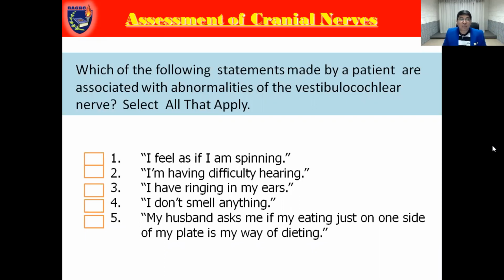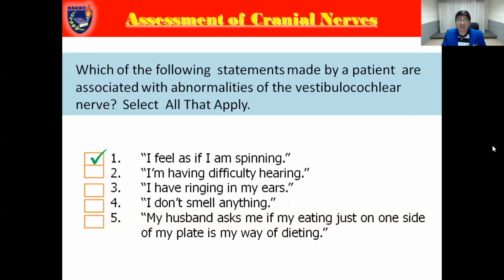Now, let's try to apply what we have just learned by answering a sample question. Which of the following statements made by a patient are associated with abnormalities of the vestibulocochlear nerve or cranial nerve 8? Select all that apply. Option 1, I feel as if I am spinning. Now, this usually indicates vertigo, so it is indicative of an abnormality of cranial nerve 8, so we put a check. Option 2, I'm having difficulty hearing.